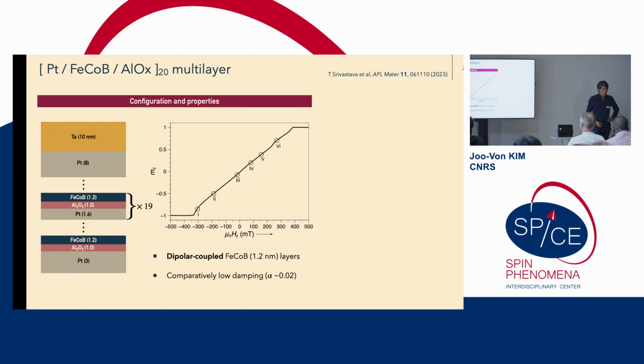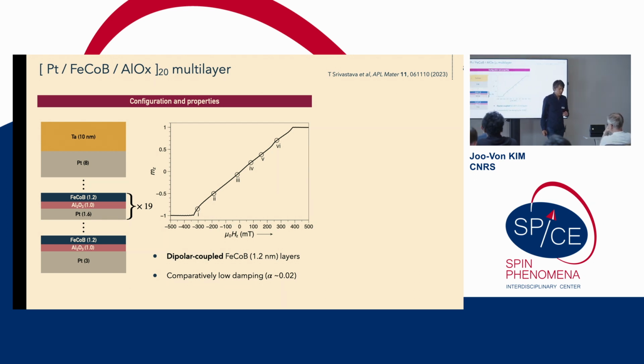And so the system that we studied is the following. So this is following on the route of what Vincent Cros presented yesterday. These multi-layered structures of platinum, iron, cobalt, boron, aluminum oxide, so 20-layer repeats, where the ferromagnetic material is 1.2 nanometers thick. The platinum provides the DMI.